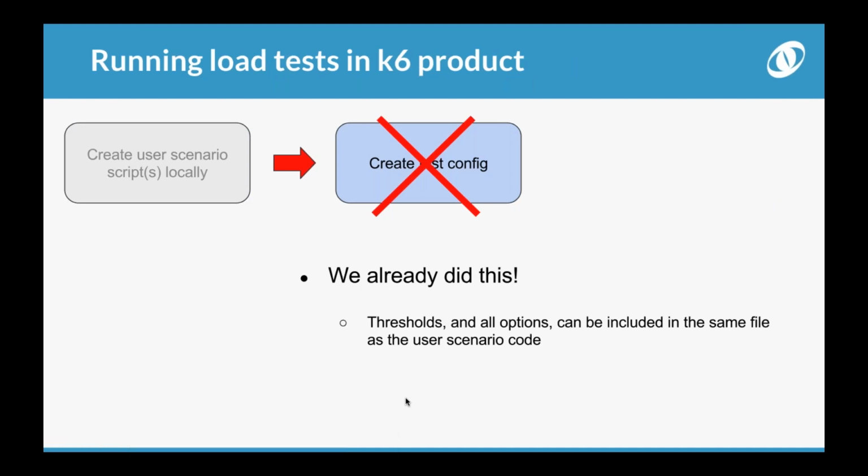Right, so now we have our script, and so the second step here is to create a test configuration. But you know, in K6, it's one and the same thing. So we've already done that. The configuration is already done as a part of our script. So it's not as it is in the Lua product, where you have first a user scenario that you then put in a test configuration. Everything in K6 is just in the same piece of code. So we've already done this step.